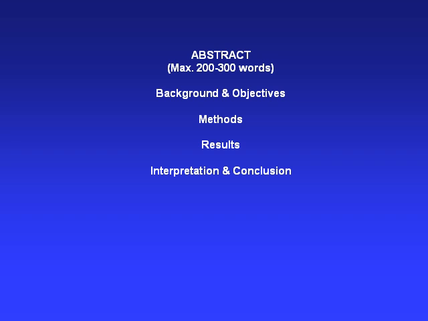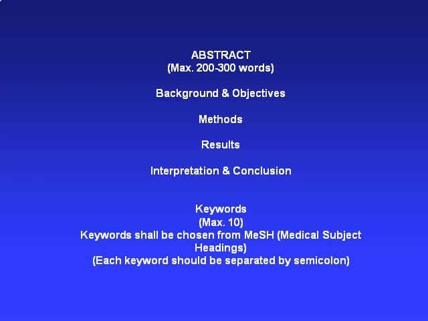Next is the abstract page, which contains about 200 to 300 words, and it contains background, objectives, methods, results, interpretation and conclusion. At the end are keywords which should be chosen from the medical subject headings, that is MeSH, and each keyword should be separated by a symbol.